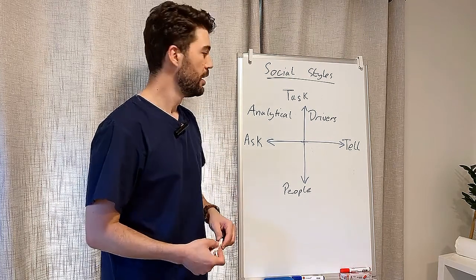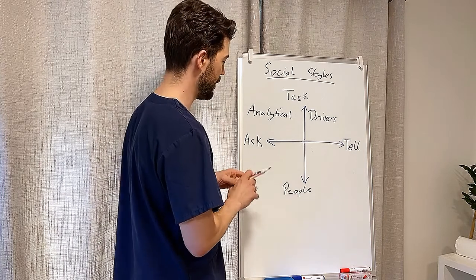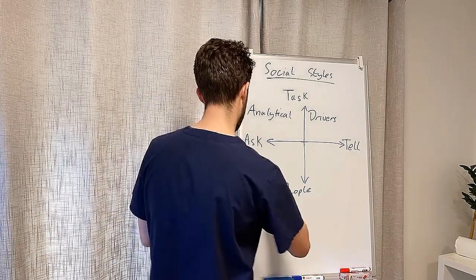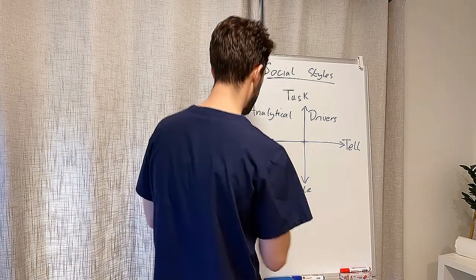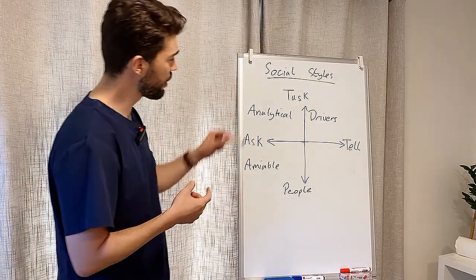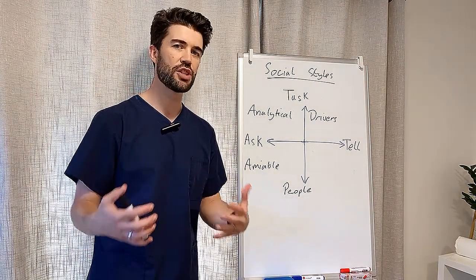Now, the other end of the spectrum in terms of drive, we've got the ask-based people who are people interested. These are called amiables. Now, amiable people, similar to the analyticals in that they want to find out things. Again, they want to gather information. They don't want to be rushed.